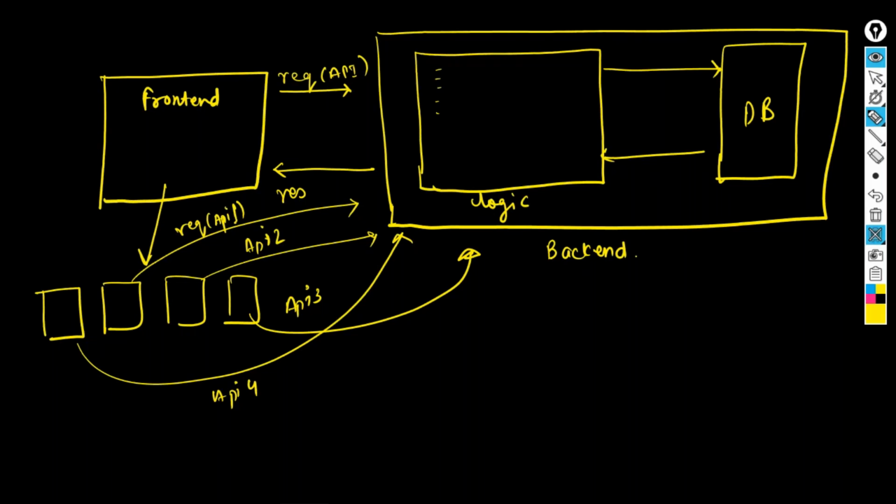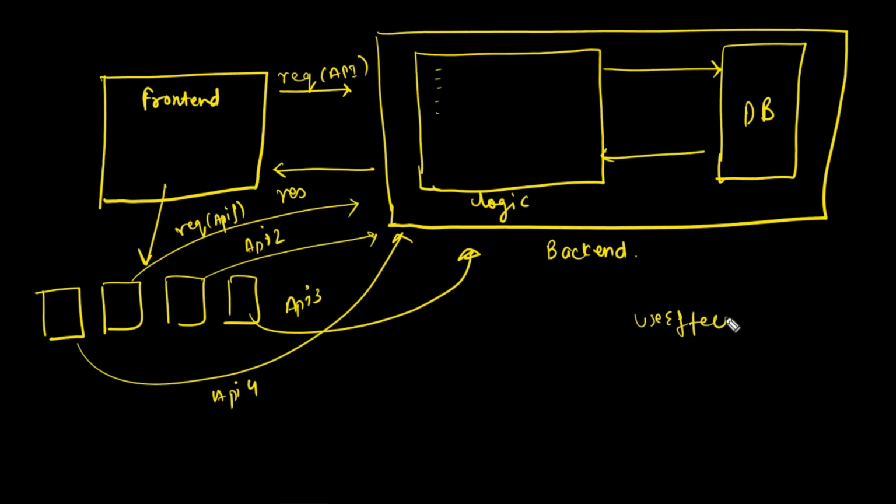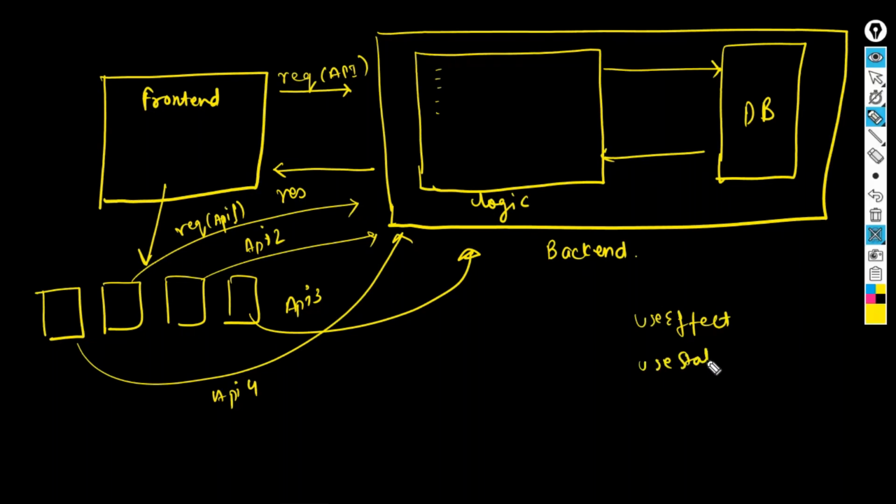Suppose 1,000 components are there. And in each of the 1,000 components, I have written two things: useEffect to call the API to get the data, and useState to manage the state. And in the local storage we cannot keep so much data. So you have 1,000 components, and in those thousand components you have written useEffect, useState everywhere.